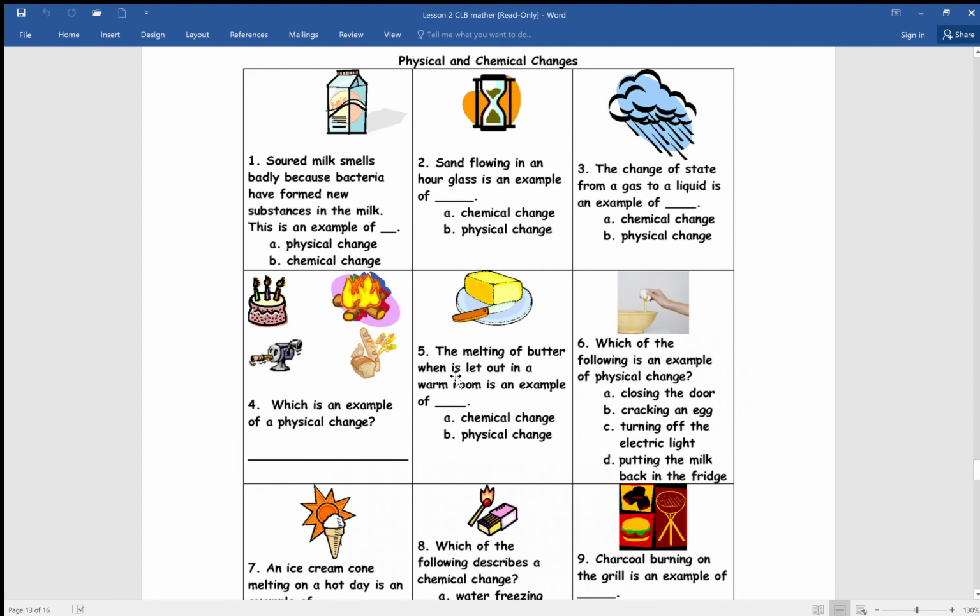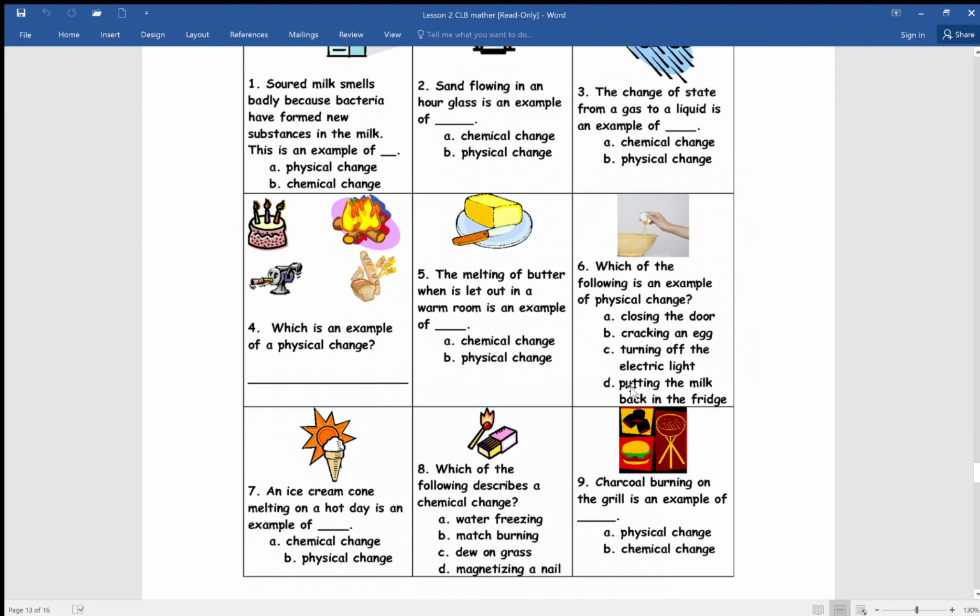Okay, let's continue. The melting of butter when it's left out in a warm room is an example of a physical change. That's because you cannot revert it. Which of the following is an example of a chemical change? Oh yeah, all physical change. Yes, all of these, A, B, C, and D. This is likely a trick question.